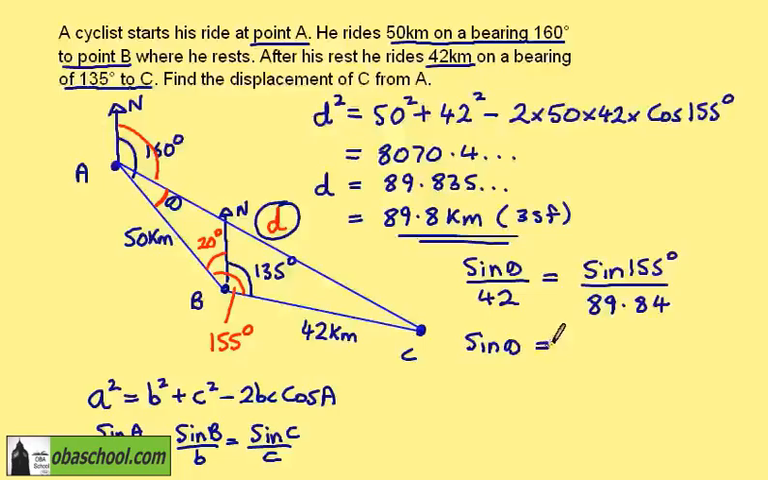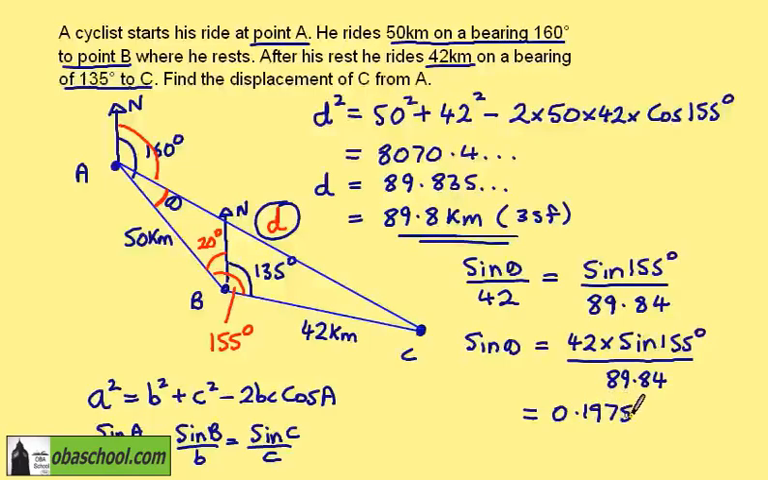Sine theta is then 42 times the sine of 155 degrees divided by 89.84. This calculates to give 0.1975, and therefore the angle is going to be the inverse sine or shift sine of this number, which is 11.4 degrees, correct to three significant figures.